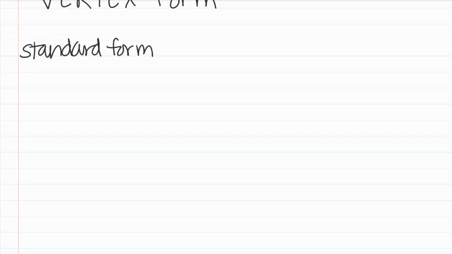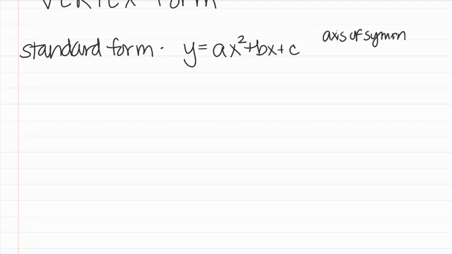So standard form is y equals ax squared plus bx plus c. And our axis of symmetry was important because it led us to the vertex. And when we were in standard form, the axis of symmetry equation was x equals negative b over 2a, right? And that also gave us our x coordinate for the vertex, right?